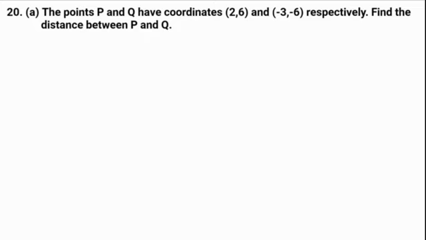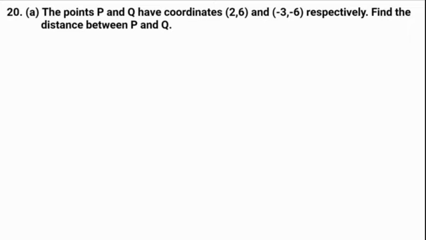Okay, so question 20A was as follows. The points P and Q have coordinates (2, 6) and (-3, -6) respectively. Find the distance between P and Q. Okay, so what we're going to do is use coordinates to find the distance of two points.